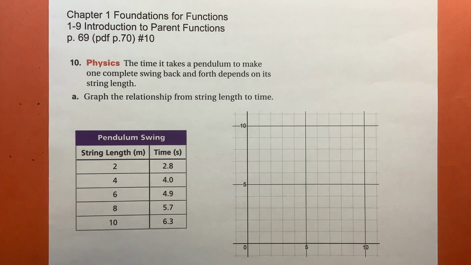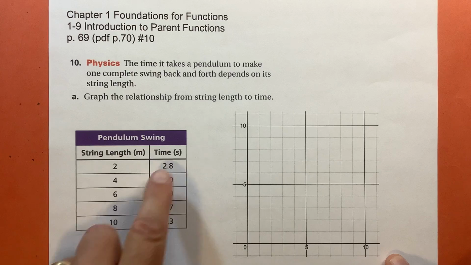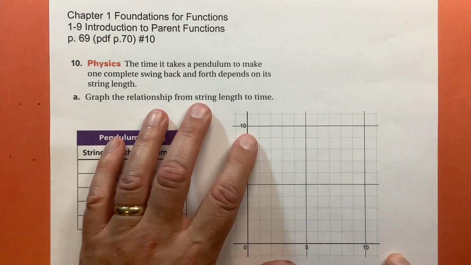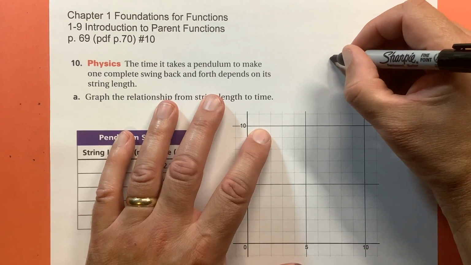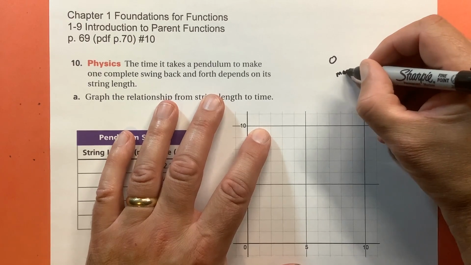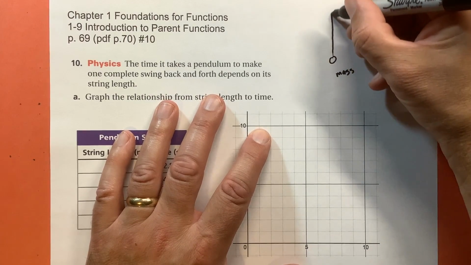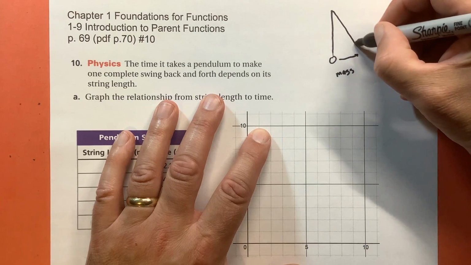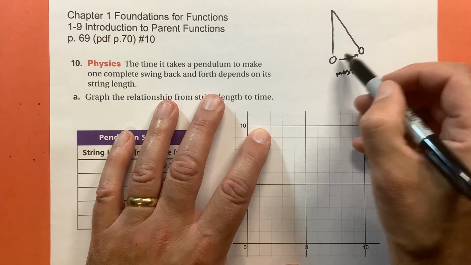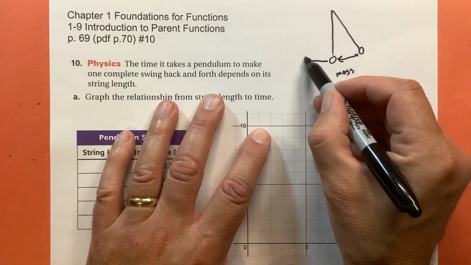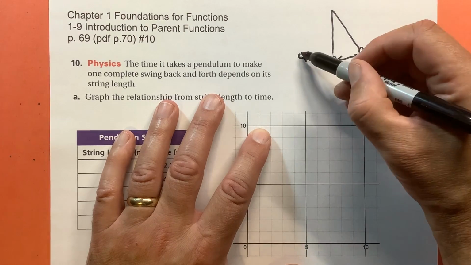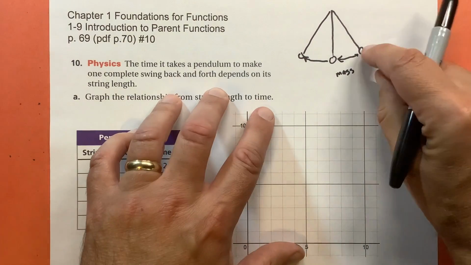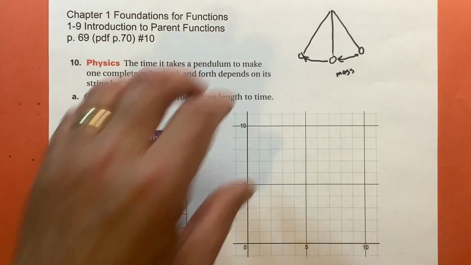So first of all, what we're going to do is graph the relationship of how long the string was and the time it takes for the pendulum to go back and forth. I guess I can kind of draw it. So we have a mass of something at the end of a string, and then as I pull it this way, I'm going to let it go, and it's going to swing back and forth from here to there, back and forth like that, okay?